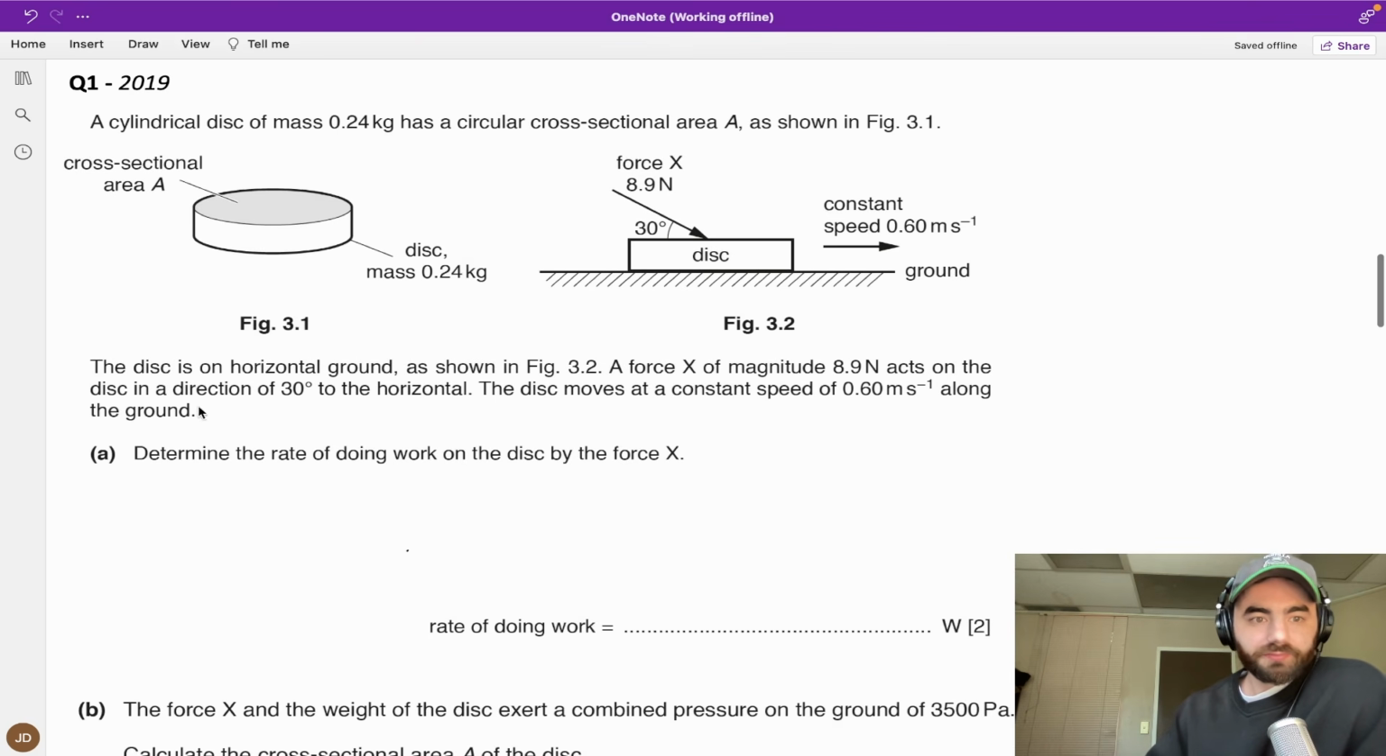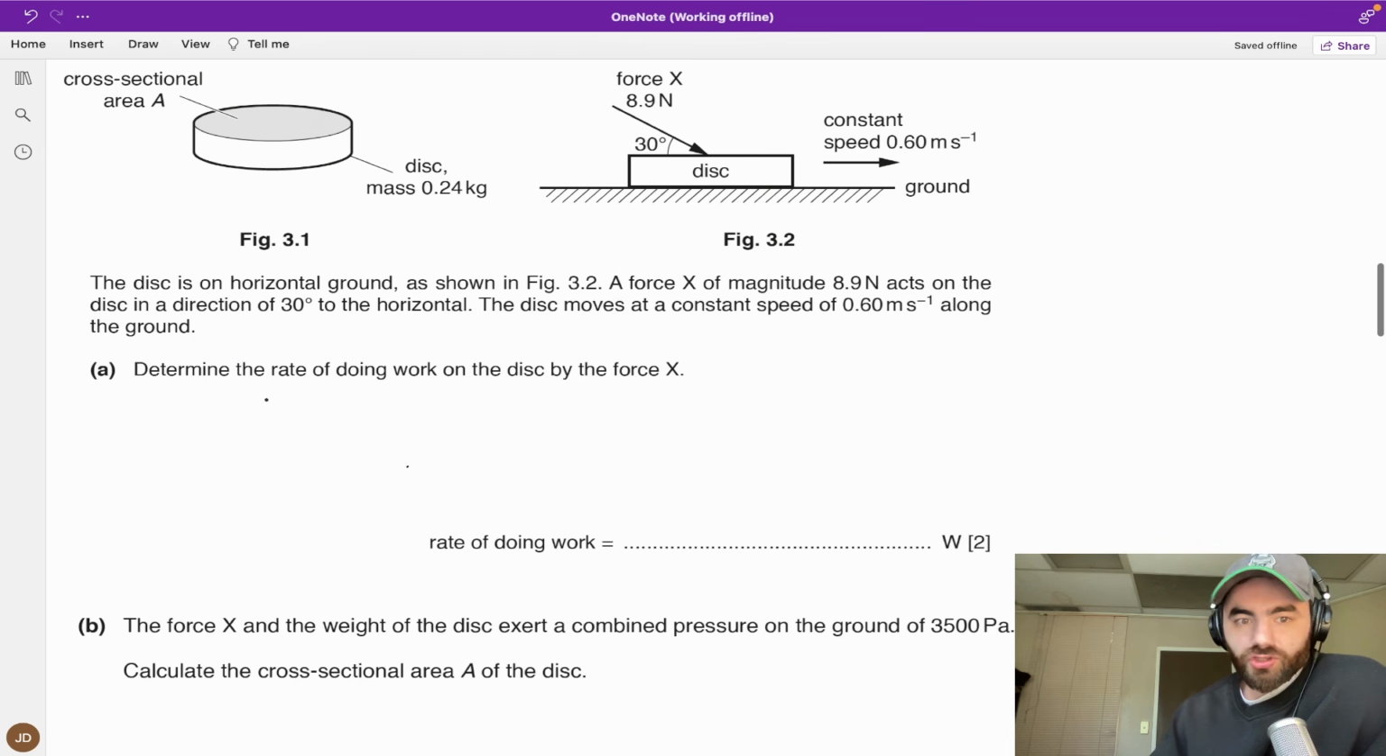Okay, so we have some cylinder, disk of mass, this circular. Okay, so we've got some weird scenario. We've got some disk and it's moving along the ground. We have a force acting at some angle on the disk and it moves at a constant speed. Determine the rate of doing work. Well, what is the rate of doing work? Well, if you should have watched my force energy question video, the rate of doing work is power.